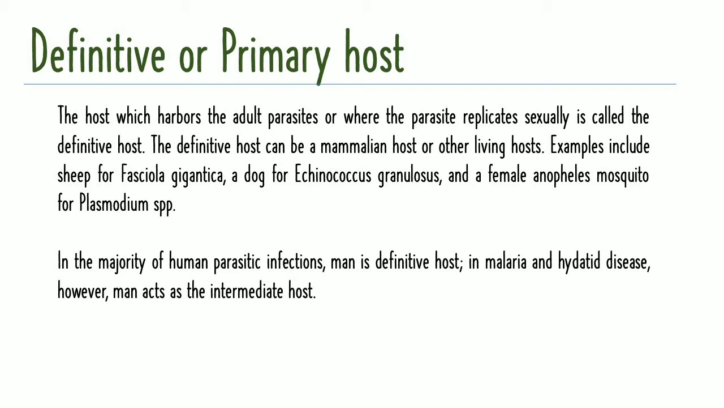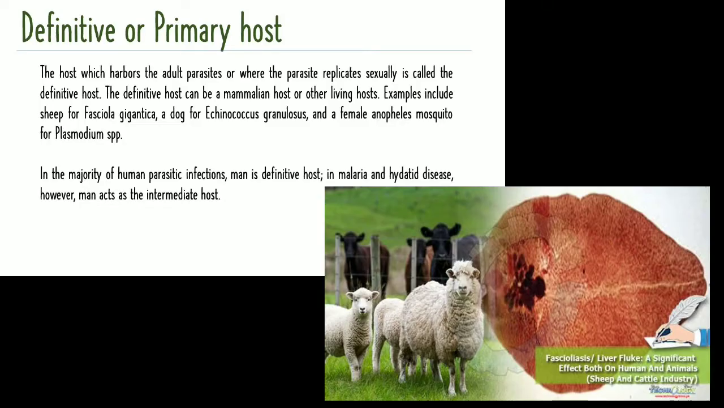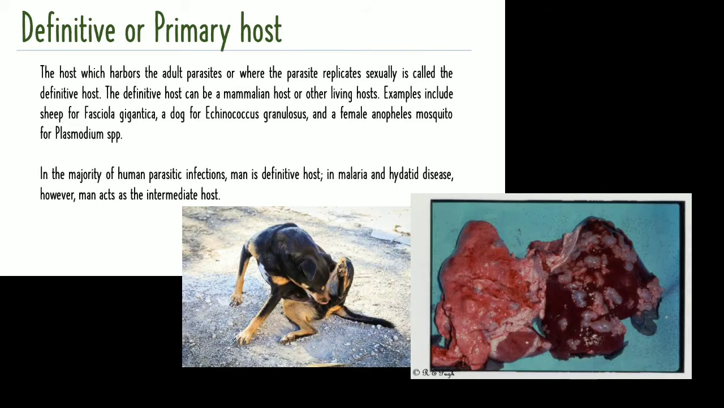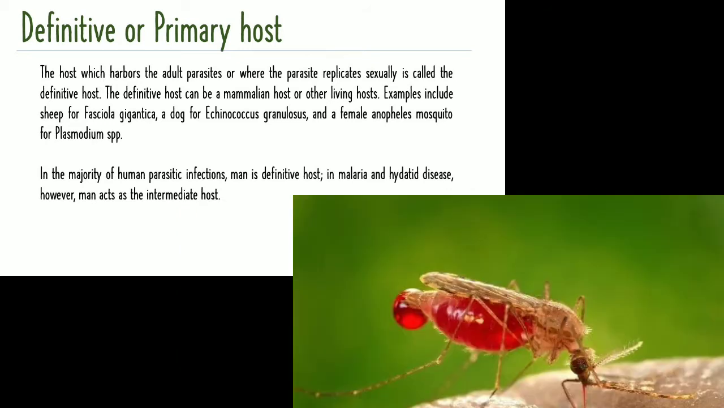Definitive or primary host. Definitive host is also known as primary host. It is the type of host which harbors the adult parasites or where the parasite replicates sexually. The definitive host can be a mammalian host or other living hosts. Examples include sheep for Fasciola gigantica, a dog for Echinococcus granulosus, and a female Anopheles mosquito for Plasmodium.